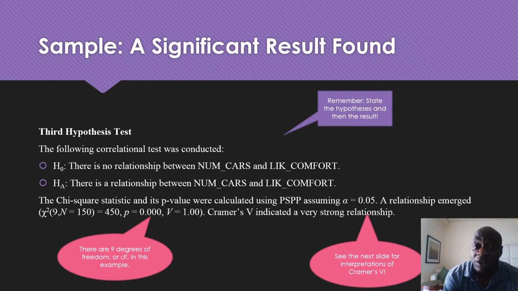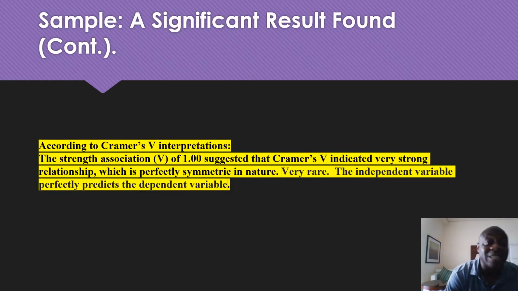But important enough here is the p is equal to 0.000. The V is equal to 1.00. Based on this, Cramer's V indicated a very strong relationship, which takes me to the next slide. According to Cramer's V interpretational table, the strength association of 1.00 suggested that Cramer's V indicated a very strong relationship, which is perfectly symmetric in nature. Very rare. The independent variable perfectly predicts the dependent variable.